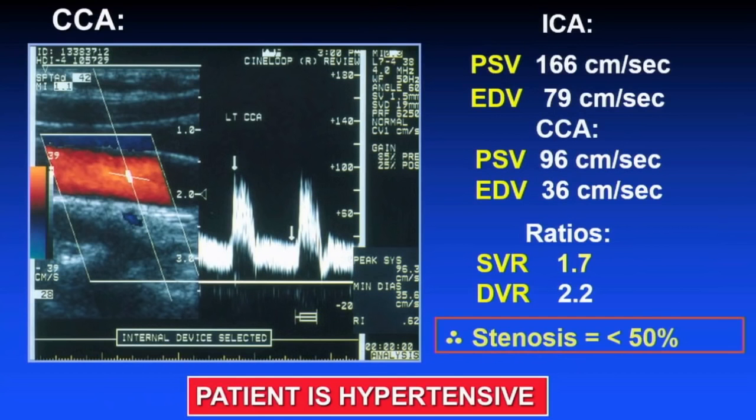But if you're careful enough and you do the common carotid artery, you'll see that common carotid artery velocities are 96 and 36, and the systolic ratio is 1.7 and the diastolic ratio is 2.2. That is less than 50% stenosis. What's happening in this patient is he has hypertension, so all the velocities are elevated. Very common. You'll see this all the time. You must use all the criteria.